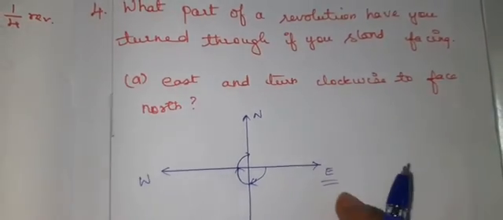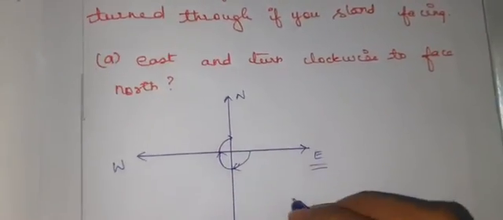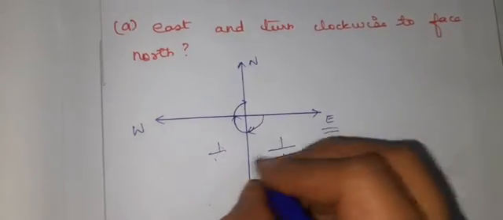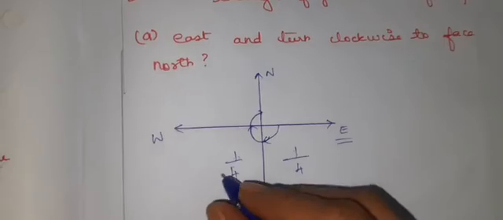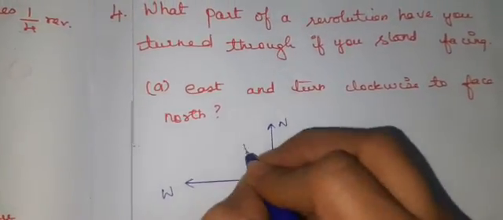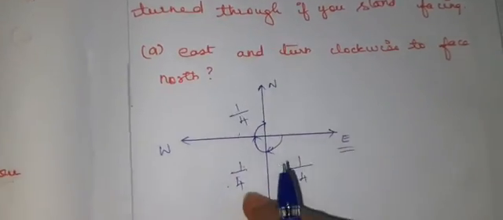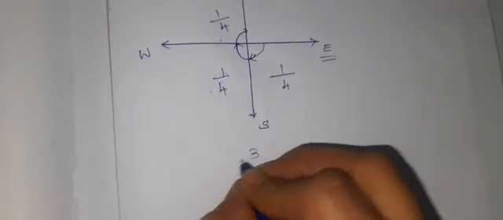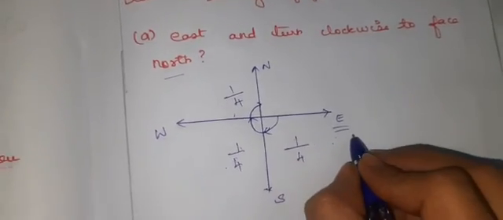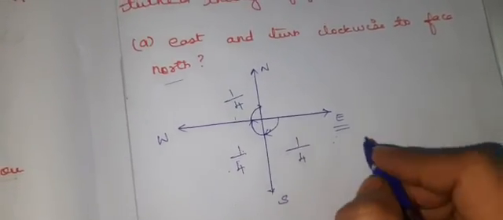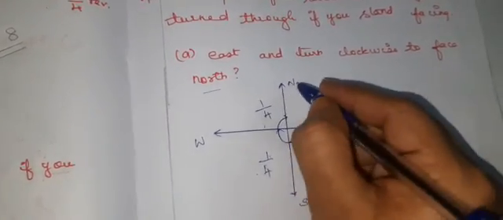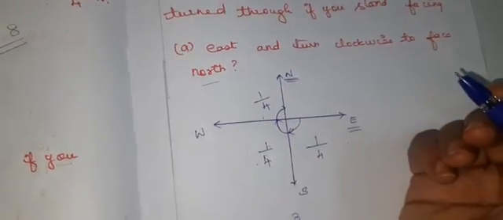So here the revolution is of 3/4. So here 1/4 of the revolution is made. Again from south to west is 1/4. From west to north it is 1/4. So totally there are 3/4 of the revolution which is made from the east direction. So here you are standing and you are making totally 3/4 of the revolution in order to face towards the north direction.